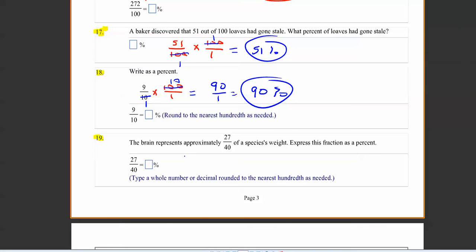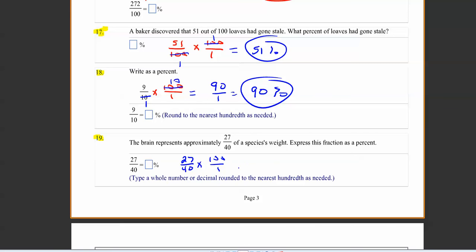Okay, and same thing on number 19. We have 27 over 40. I want to write this as a percent. Now make sure you pay attention to your directions. It says type as a whole number, decimal, rounded to the nearest hundredth if needed. Hundredth means 2 digits after the decimal if you need to round it that far. Okay, so I'm going to take this and multiply it by 100 over 1.